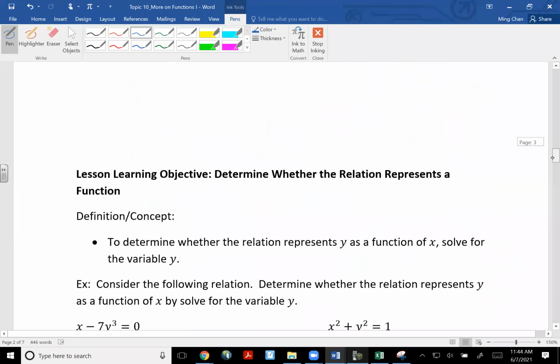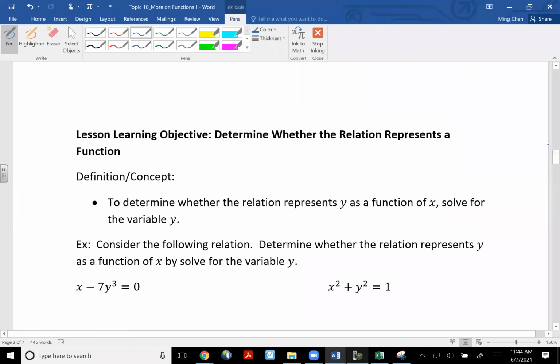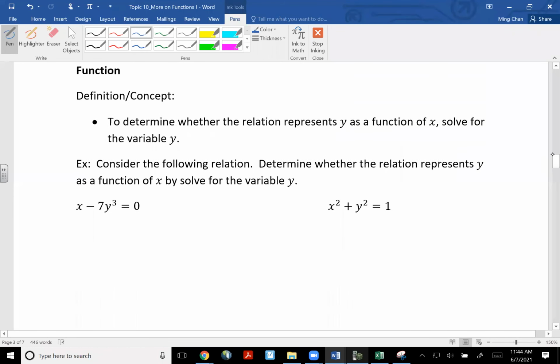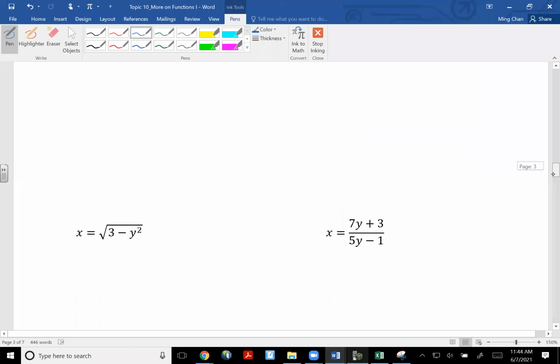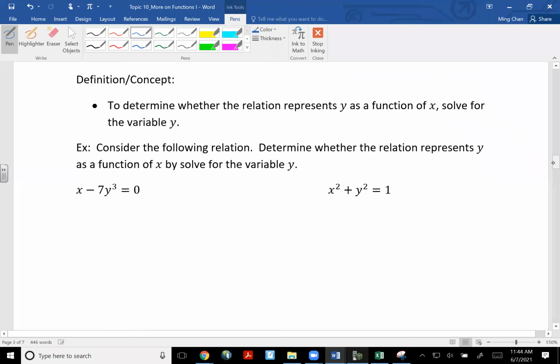All right. Determine whether the relation represents a function. Okay, so if you look at this example here, these are just equations. I'm gonna give you some equations, and what I'm asking you is, are these equations, or a different wording would be, are these relations, okay, representing y as a function of x? What they're asking you is, can you write this relation in terms of y equal to f of x?